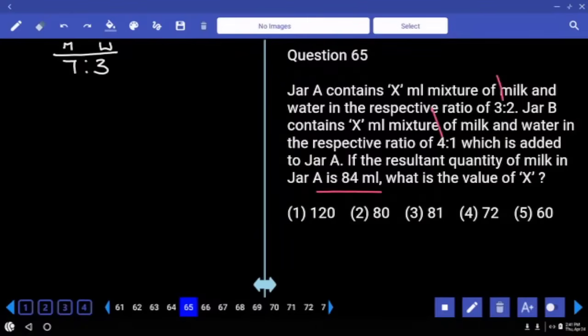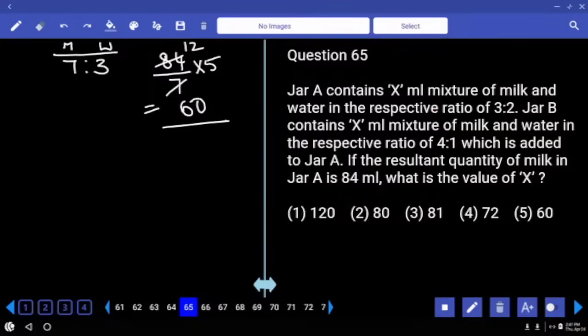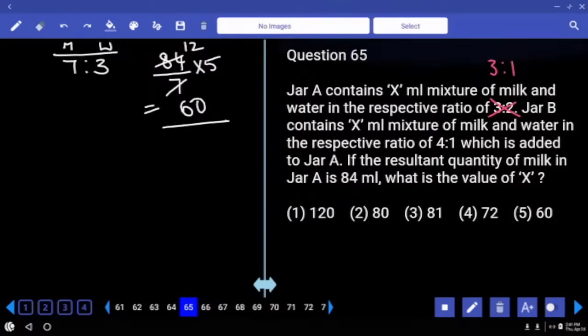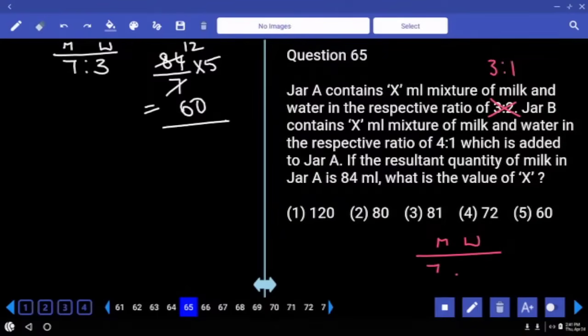Total component of milk is 84, which in terms of number of parts, one part is 84 by 7. Don't calculate by 7. What exactly is your question? Value of X. X was treated as how many parts? Into 5. 7 12 times into 5 is 60. For example, in place of 3:2, if you have 3:1, you cannot say milk and water are 7 and 2 directly. No.